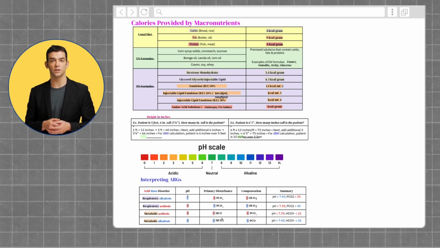Finally, don't forget to check oxygenation by evaluating PaO2. A normal range is 80 to 100 mmHg. If it's low, the patient may have hypoxemia, which you'll need to address alongside the acid-base disturbance. If you're a little lost right now, don't worry. You will see it written out on the next slide.